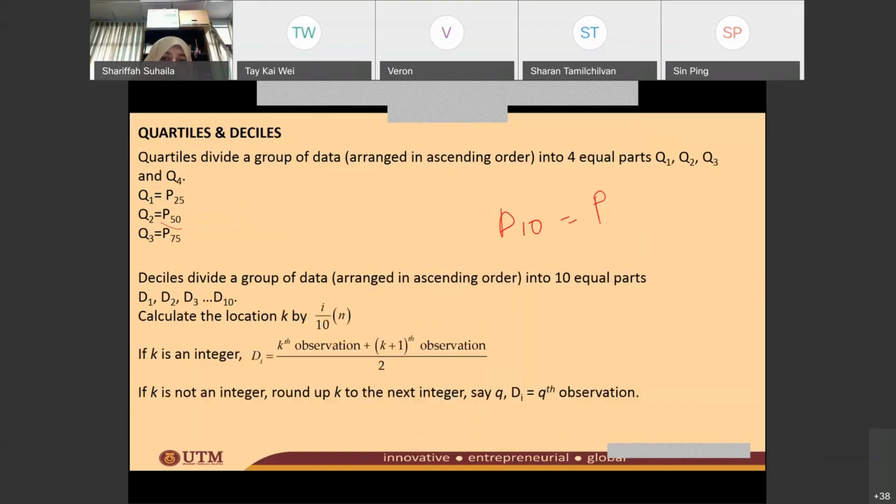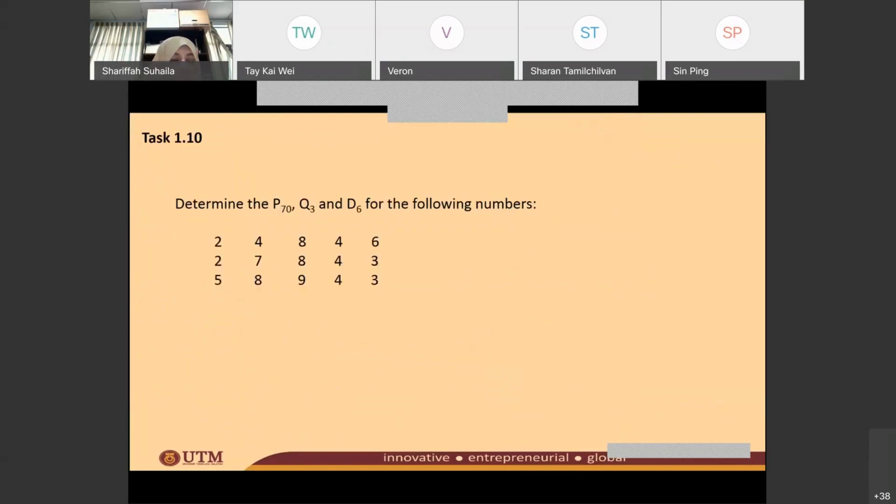Okay. So that means your D1 is your 10th percentile. And then D2 is the 20th percentile. D10 is the 100th percentile. Normally we don't find D10. Normally the ones in the middle are the usual ones. Okay. So the same procedure. You check whether your k is an integer or not an integer. Okay, let's try this one, task 1.10.